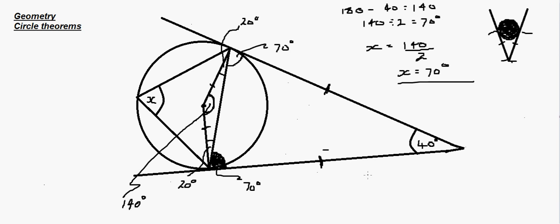So we could have used the alternate segment theorem, which also gives us 70 degrees. So I know that this is true. So I wouldn't necessarily have had to go through all the labour of finding these angles here, because once I know this is 70, this will also be 70.